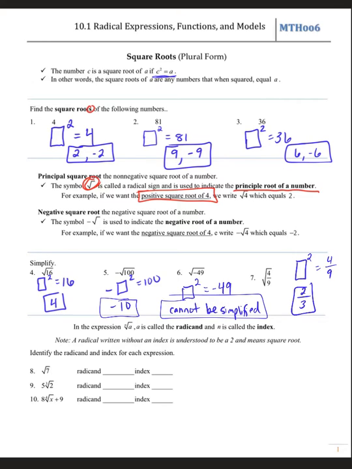So be careful. Really look at numbers 5 and 6. You really want to pay attention to where that negative sign is. If the negative is under the square root, it cannot be simplified.